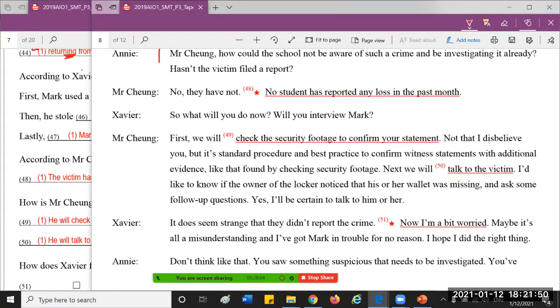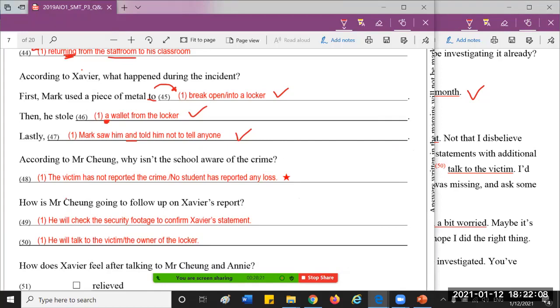Zhang. No, they have not. No student has reported, present perfect tense, any loss in the past month. No student has reported any loss in the past month. So it is here, has not reported the crime, or no student has reported any loss. Okay? So 2 answers here that are acceptable.